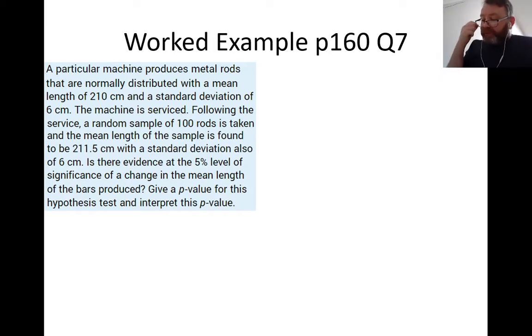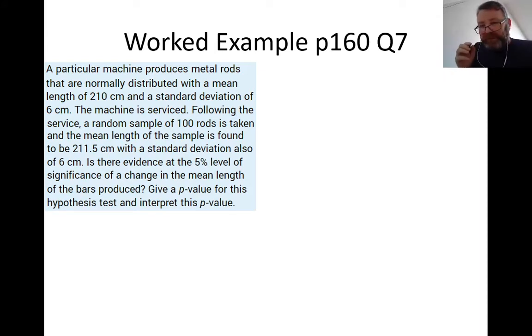A particular machine produces metal rods that are normally distributed with a mean length of 210 and a standard deviation of 6. The machine is serviced. Following the service, a random sample of 100 rods is taken, and the mean length of the sample is found to be 211.5 with a standard deviation of 6. Is there evidence at the 5% level of significance of a change in the mean length of the bars produced? Then it says give a p-value for this hypothesis test and interpret this p-value. We'll come on to that in a moment.